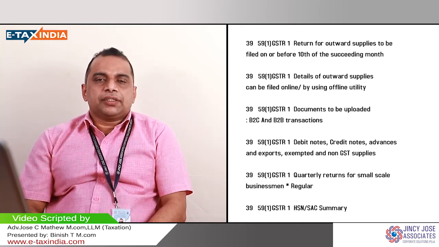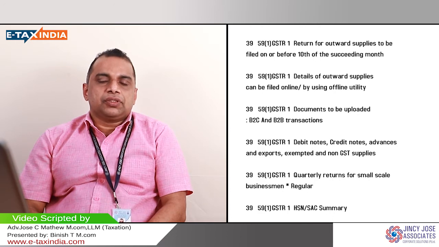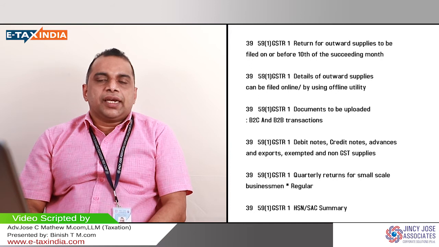There are various kinds of supplies to be uploaded in GSTR 1. We have to categorize the supplies into business to customer and business to business supplies. Business to customer means supplies to unregistered persons, and B2B supplies are supplies to registered persons under GST. Then exports you have to mention separately. Inward supplies is not mentioned here. GSTR 1 is exclusively for outward supplies.